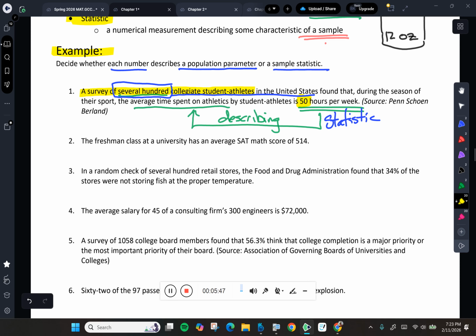All right, let's move on to number 2 here. Number 2 reads, the freshman class at a university has an average SAT score of 514. So there's our number. That number is describing the average SAT score. And who is it describing it for? Well, it's describing the SAT score for the freshman class.